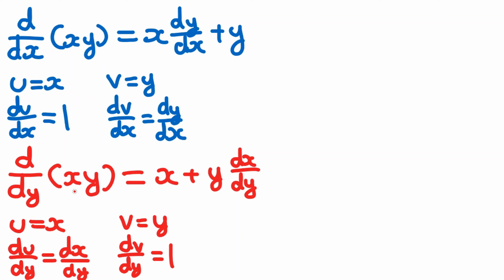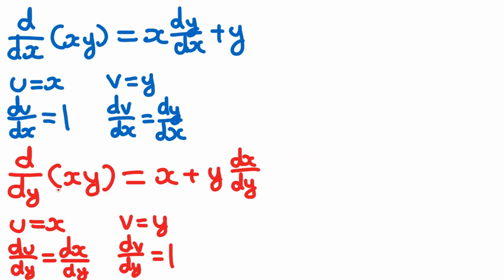It'd be the exact same thing as if we were differentiating, in terms of y, xy to the power of 2. So now v would be equal to y to the power of 2, and then dv over dy, because we're differentiating in terms of y, it would act as the x. So y squared differentiated would be 2y.